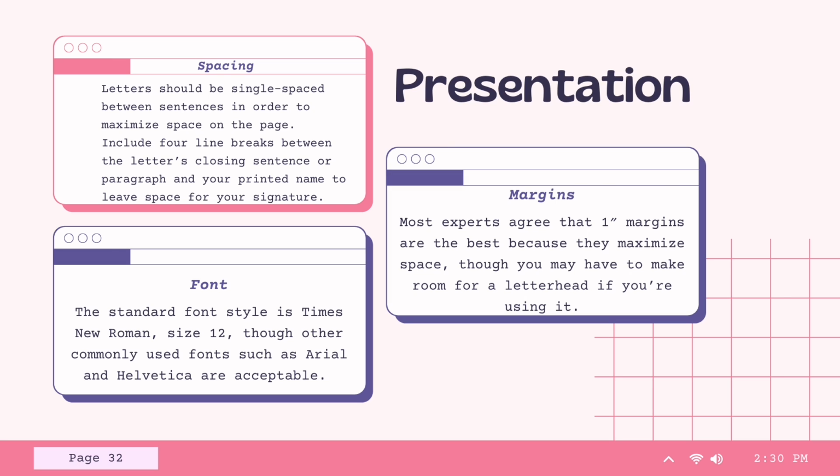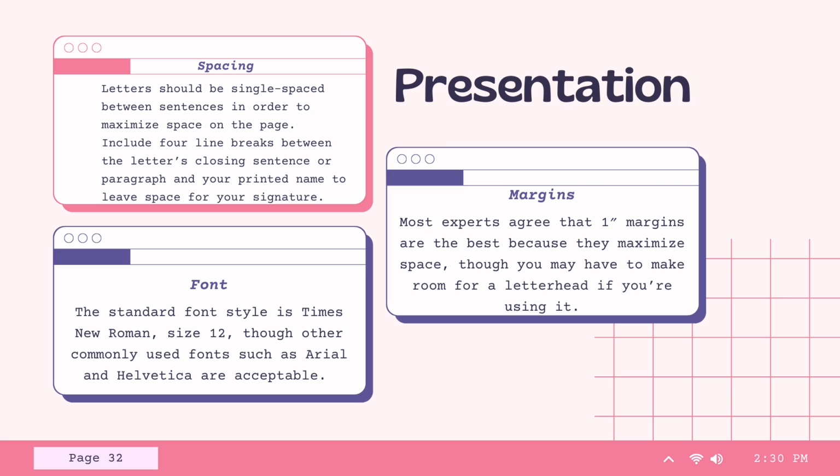Presentation is also important when it comes to conveying professionalism in a business letter. You're not sending a letter to an old college friend, you're doing business. Here are the spacing and font rules that one generally sees in a business letter. In spacing, letters should be single-spaced between sentences in order to maximize space on the page. Include four line breaks between the letter's closing sentence or paragraph and your printed name to leave space for your signature.